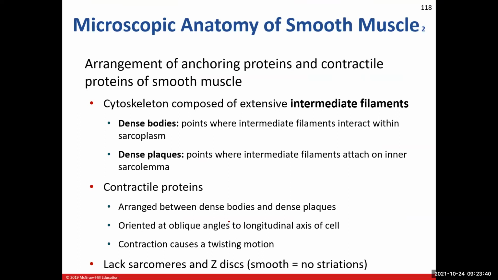All right, so let us talk about how we've arranged our thick and thin contractile proteins there, our actin and myosin. So in this cell, our cytoskeleton, we will see intermediate filaments all over the place. And so these intermediate filaments attach to what we call dense bodies, which I just talked about here, and these dense plaques here. The dense bodies are going to interact with our sarcoplasm, whereas the dense plaques are going to interact with the sarcolemma. So those contractile thick and thin filaments are going to be found in between our dense bodies and the dense plaques.